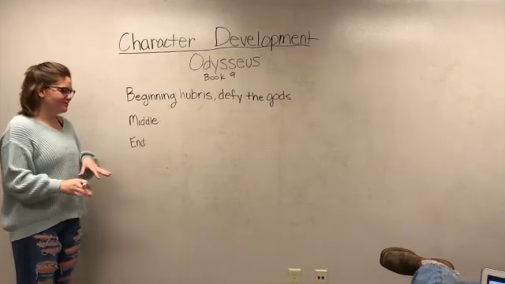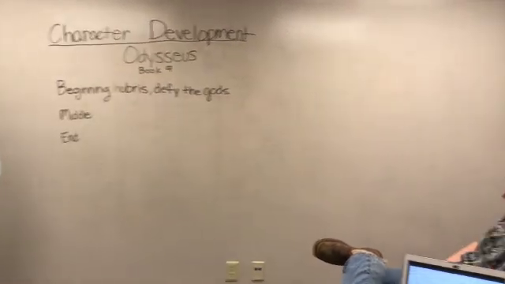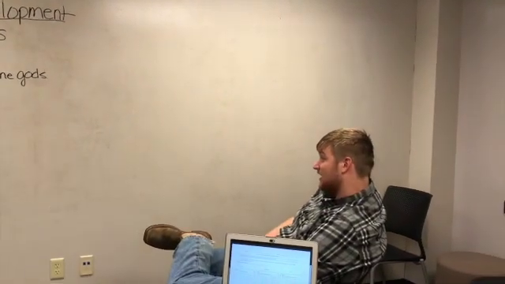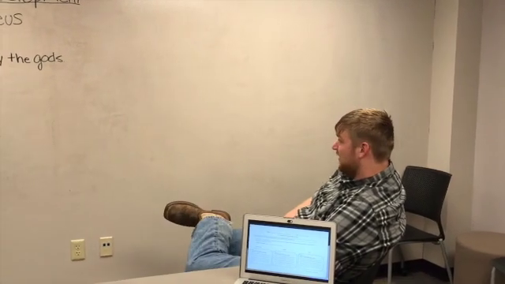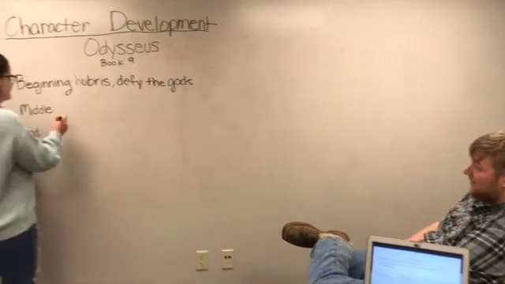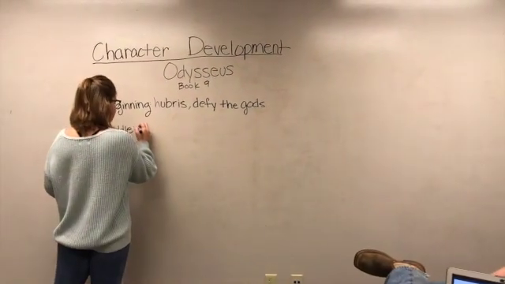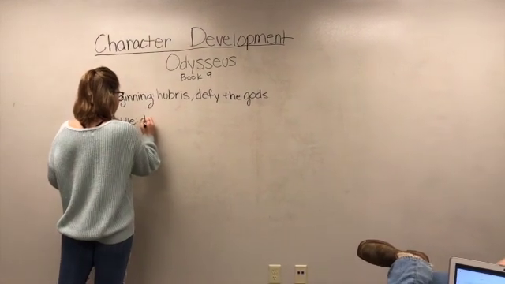Does he think he's too smart for them? In the middle, he's right after he stops the Cyclops, and when he yells, "I am nobody," he's still thinking that, wow, I have all this hubris. I just defeated the son of Poseidon.